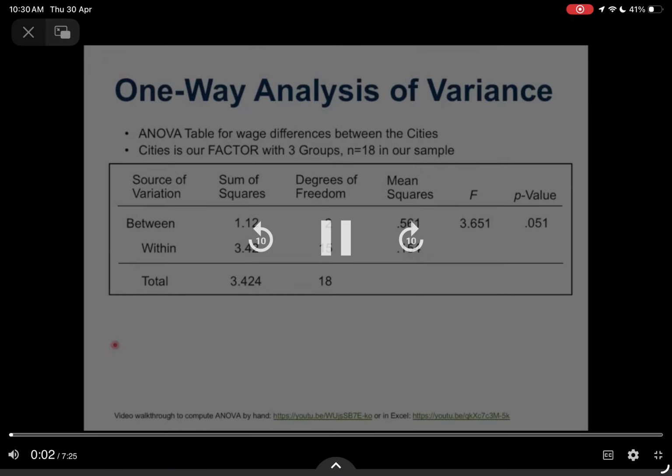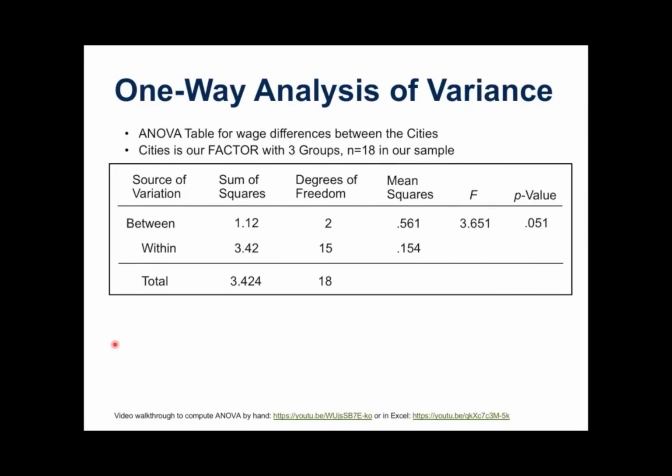Now, typically in the results for a one-way ANOVA, which is what we have described with our example of the cities, we're going to see output that looks like this. We are measuring, again, the between variance, which is the differences between the averages of the cities in the sample, and then the within, which is the variance within the city. So, for example, the wages within London, the wages within Paris, the wages within Munich.